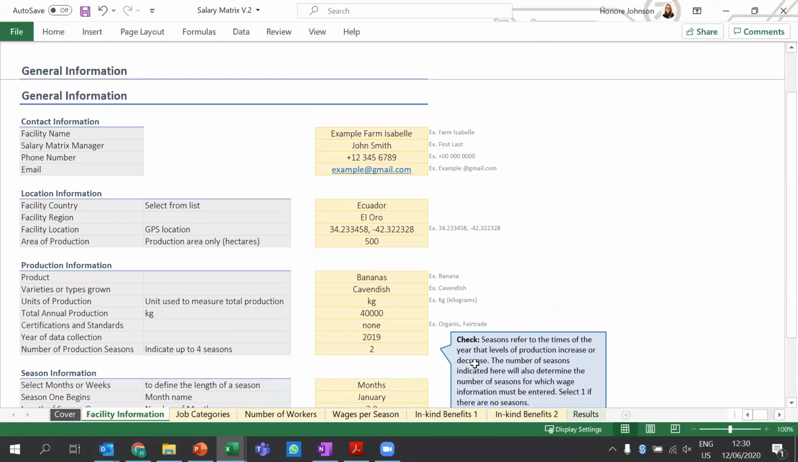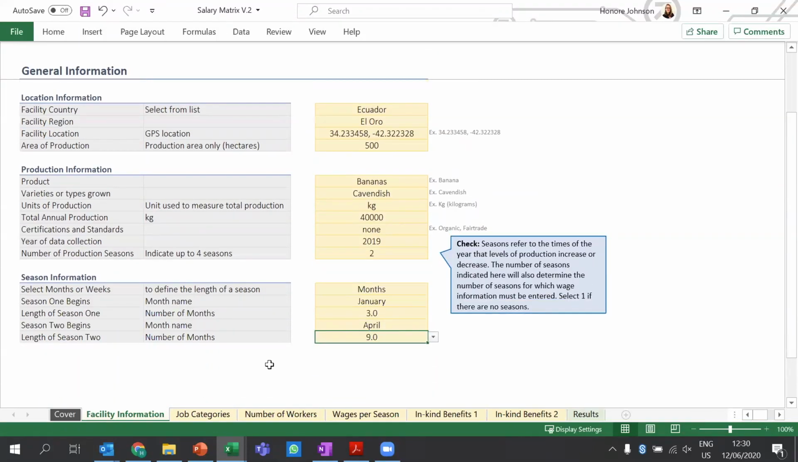Once we've completed all the yellow boxes in this tab, we can move to the next tab called Job Categories. It's important to note and read the blue box, which here says that the seasons refer to the times of the year where the level of production increases or decreases, such as high or low season. The number of seasons indicated here will also determine the number of seasons for which the wage information must be entered. If there are no seasons, just enter the number 1.